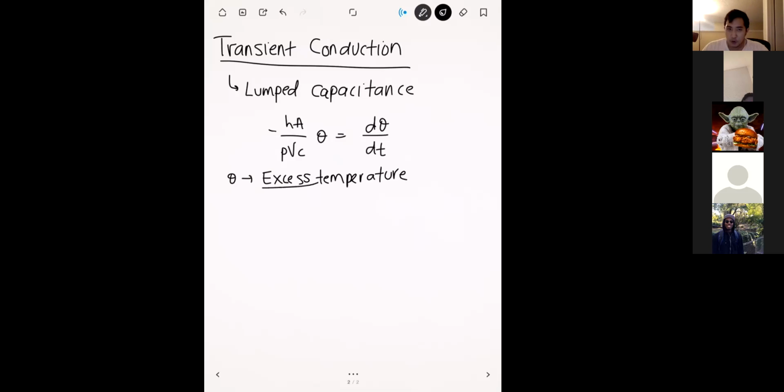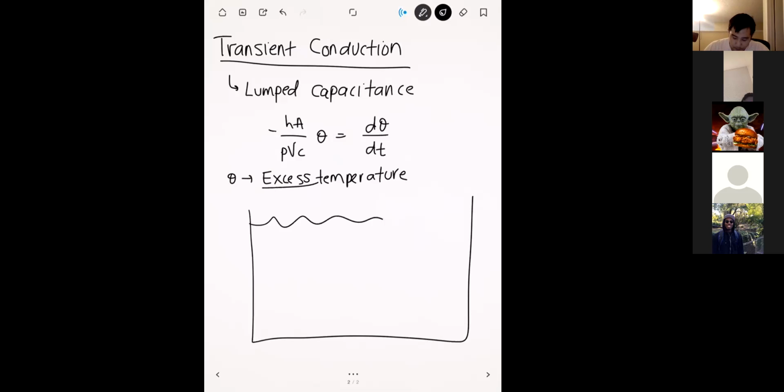Most of the situations that we'll be looking at with transient heat conduction look like this, where we have maybe a large tub of liquid, and then we have some object, which could be a potato or a piece of metal or something like that. There's a difference in temperature between the object and its surroundings. The object is at some temperature T of t, and our environment, or the fluid surrounding it, has a temperature T infinity. Our excess temperature here is just the difference between the two.